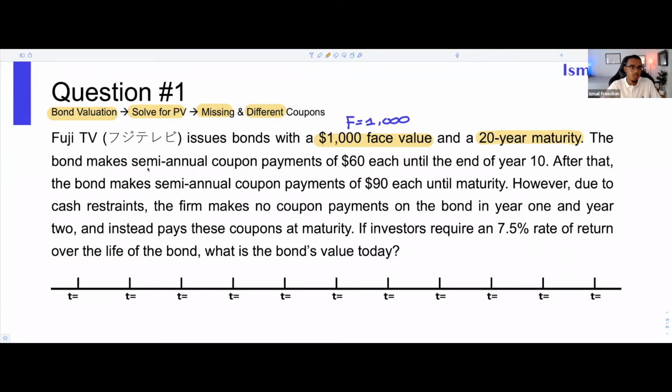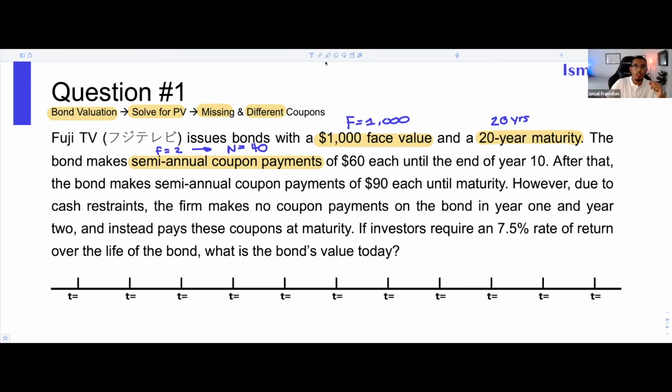In this example, we see that the bond makes semi-annual coupon payments. All right. So if it's making semi-annual coupon payments, the frequency is 2, and we have 20 years. Therefore, if we're solving for the total number of payments, how many? Exactly, N would be 40, because we have 20 years with 2 payments per year. So this bond will be making 40 total payments.